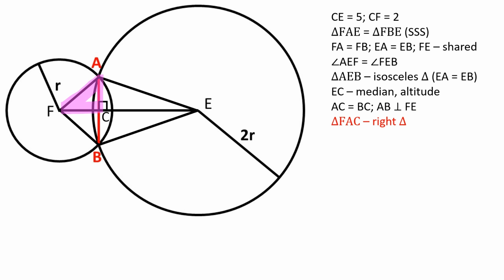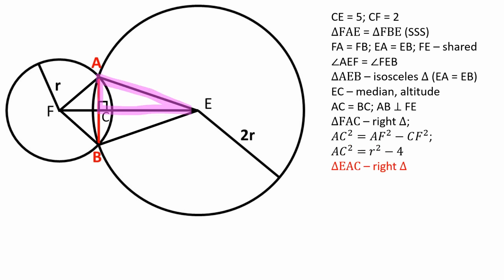Triangle FAC is a right triangle. By the Pythagorean theorem, AC squared is equal to AF squared minus CF squared. Let's sub in the values. AC squared is equal to R squared minus 4.